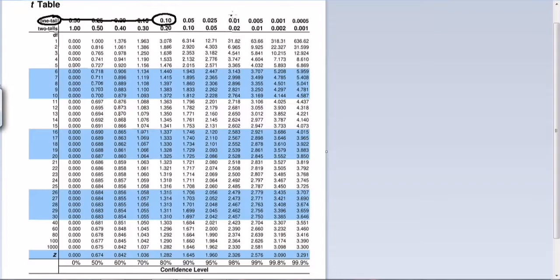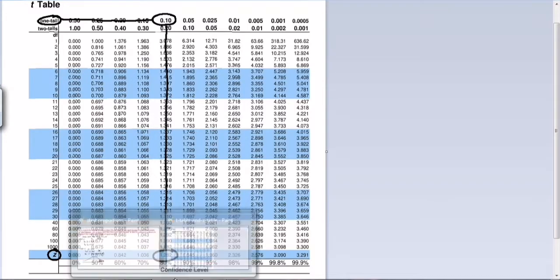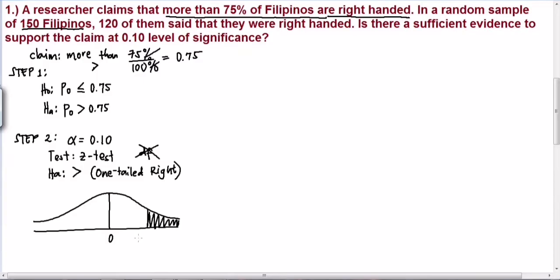Since we are dealing with z-test, kasi proportion to guys, di ba yung z-test yung nasa pinakailalim? Ayan. So, ito yung nagre-represent ng z-test. Ayun, yung z sa ilalim. Kasi these are all for t-test. Kasi may df yan. So, since we are dealing with proportions, that is z-test, so, itong gagamitin nyo. 1.282. Okay? So, since nasa kanan siya, the critical value is in positive sign.